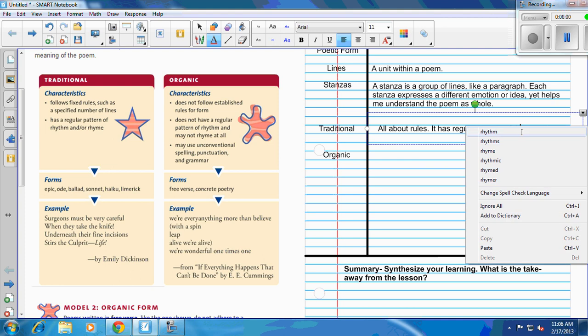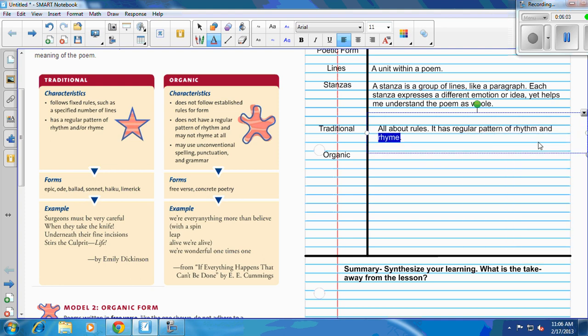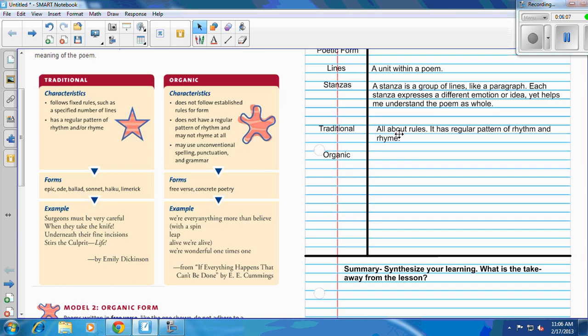Okay, some examples of that are epic, odes, ballads, sonnets, haikus, limericks. I'm not sure that I need those examples yet, but maybe. Let's look at this example.